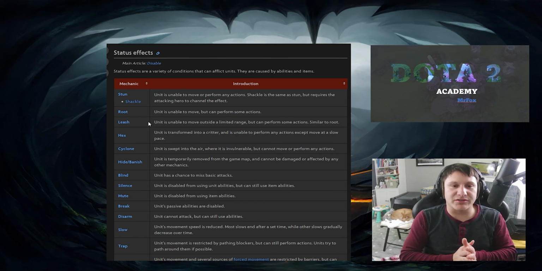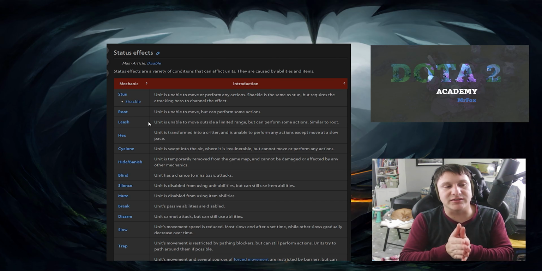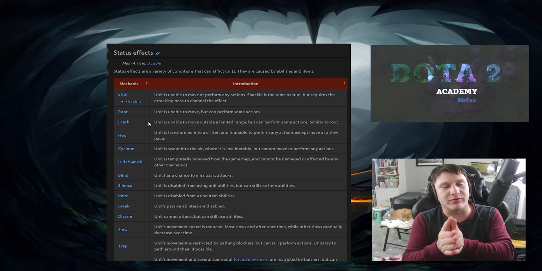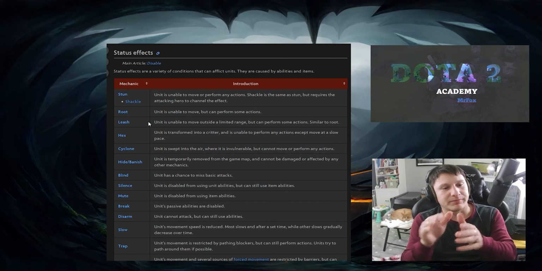Now, a Hex: a unit is transformed into a critter and is unable to perform any actions except move at a slow pace. Some Hexes increase the damage taken as well. So that's good to know, depending on what heroes can do that type of Hex. Shadow Shaman's Hex, I believe. We just had 7.34e drop today, and I think it went down from 1.5 or increased from 1.3 damage, increased to, I believe, 1.5. And feel free to correct me if I'm wrong in the comments below.